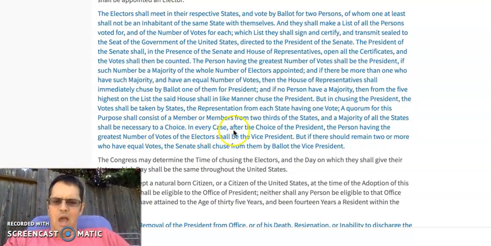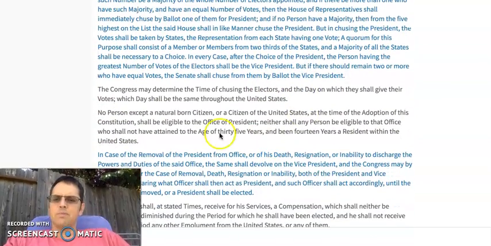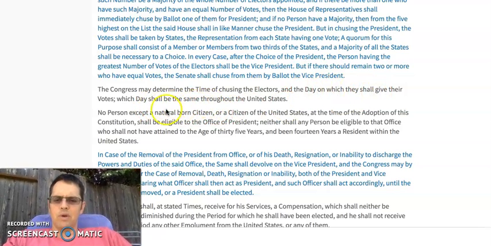In every case, after the choice of the President, the person having the greatest number of votes of the electors shall be the Vice President. But if there should remain 2 or more who have equal votes, the Senate shall choose from them by ballot the Vice President. All right. The Congress may determine the time of choosing the electors and the day on which they shall give their votes, which day shall be the same throughout the United States.